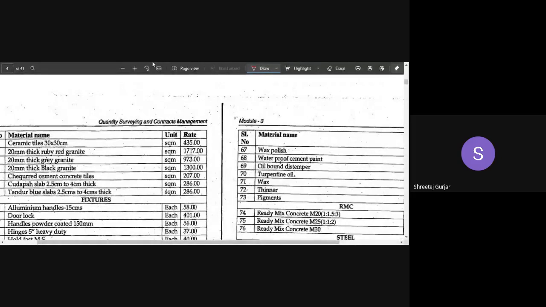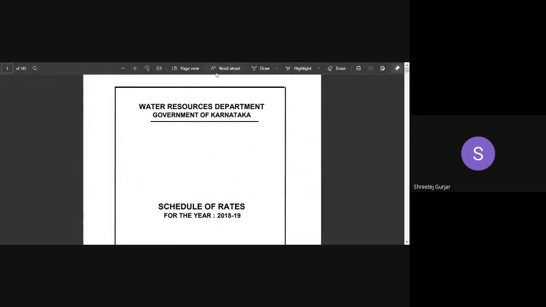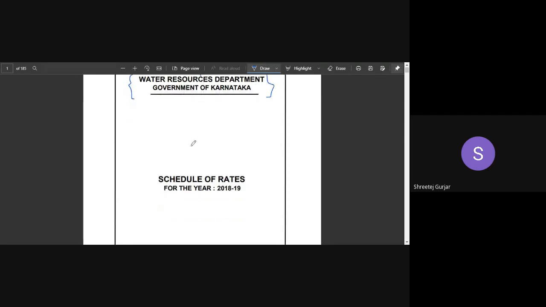Let me show you a few SORs. Is this particular screen visible? Water Resource Department, WRD, Water Resource Department schedule of rates.